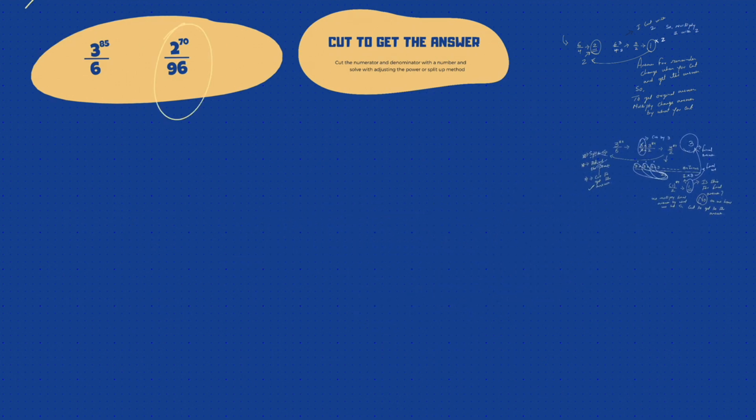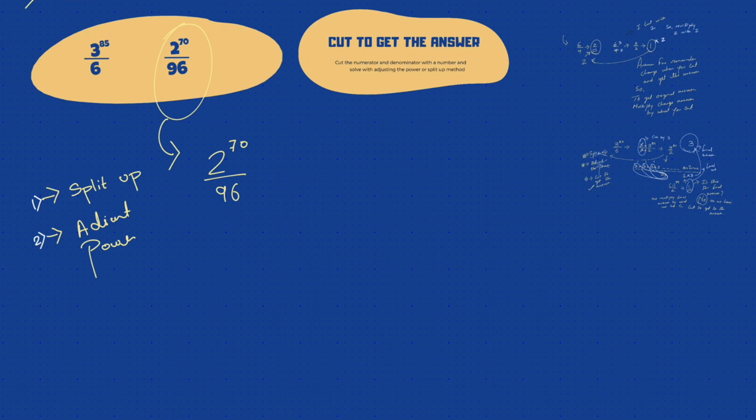Let's take one more problem to understand it even better. 2 raised to 70 divided by 96. If I try and split this up, I'll not get any answer. If I try and adjust the power of 2 raised to 70 so that I can get a positive remainder of 1 or a negative remainder of minus 1, again I'll fail. So I fail with step 1 and step 2, and that is where step 3 comes into the picture. Cut to get the answer.